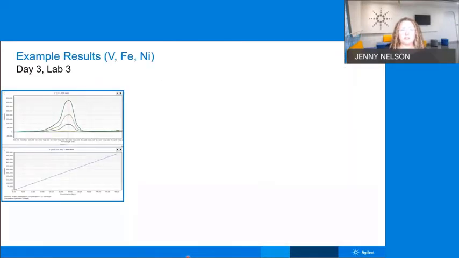Okay, so here's just a few results. I just randomly picked day three for lab three. I can't even tell you who lab three is right now. But these are results for vanadium, iron, and nickel. And you can see this is a calibration curve, which is overlaid for the calibration of vanadium. So on top, we can see the peak, and then on the bottom, we can see the curve, and you can see this lab did a really good job. They had a correlation coefficient of 4.9. And we have a very linear calibration curve.